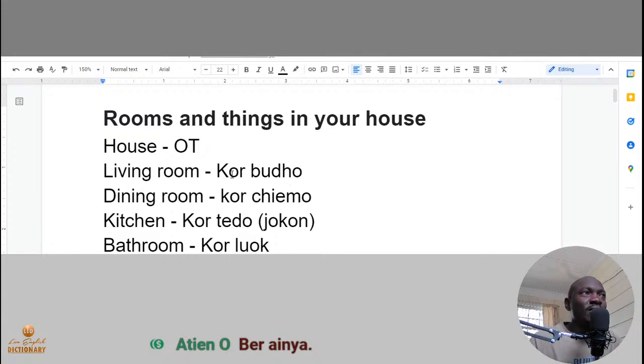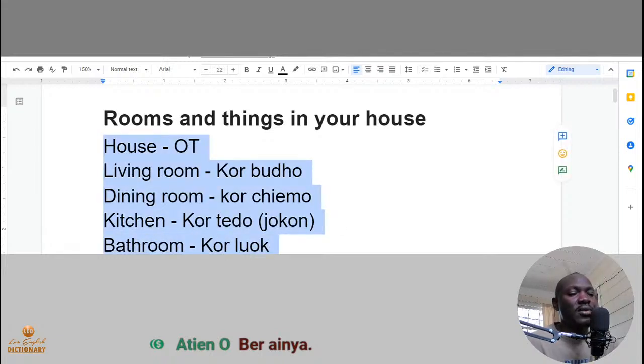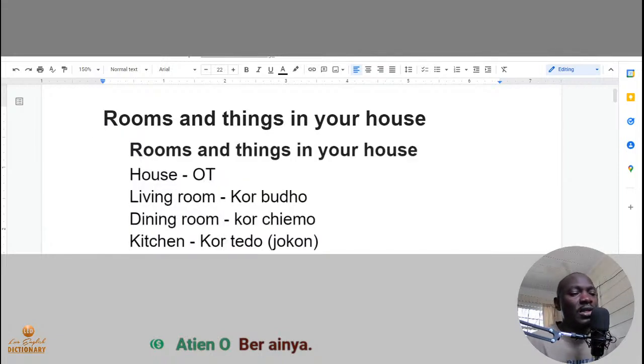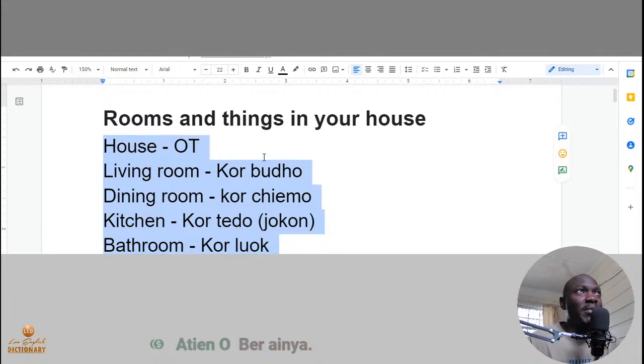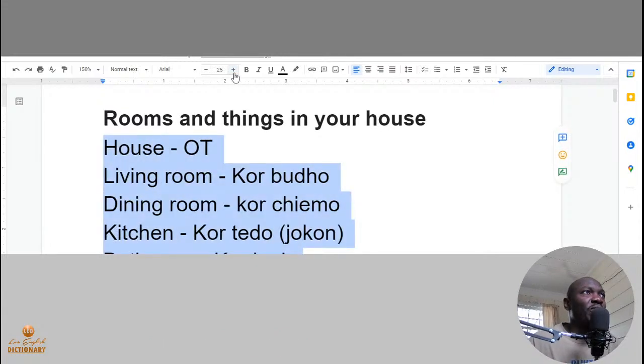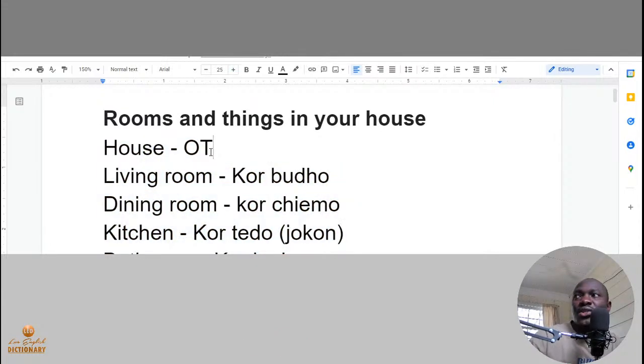All right, so we want to start with rooms and things in your house. What are the rooms we are talking about? We are talking about the house, ot. That's a house, ot. So house is ot.